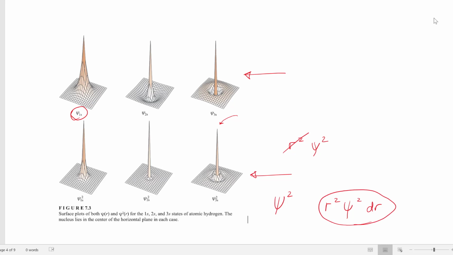So those are the radial parts of the wave function, easy to display. So what about the angular parts? We'll go there next.